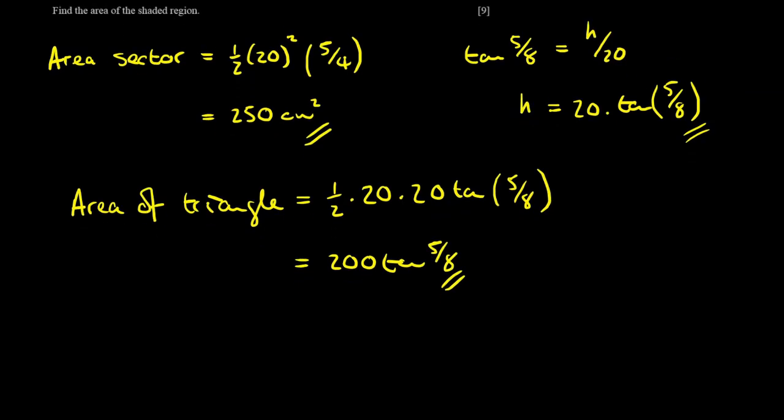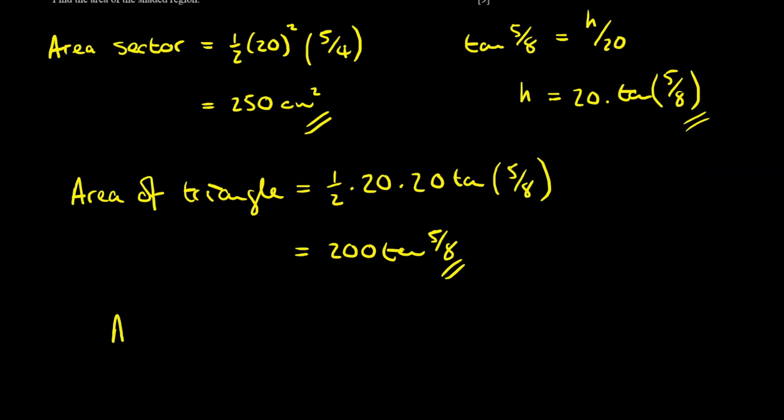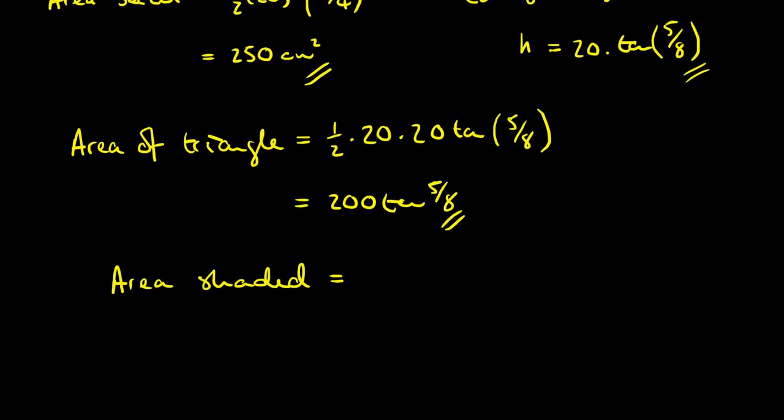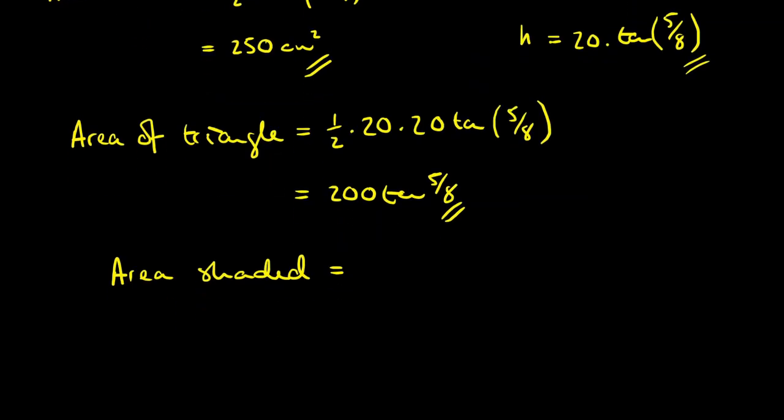And so then the area of the shaded region. Well, what's the area shaded going to be? That's going to be equal to 2 of those triangles. So we've got 2 lots of triangles. So we've got 2 times by 200 tan 5 upon 8 minus that area of the sector, which is 250.